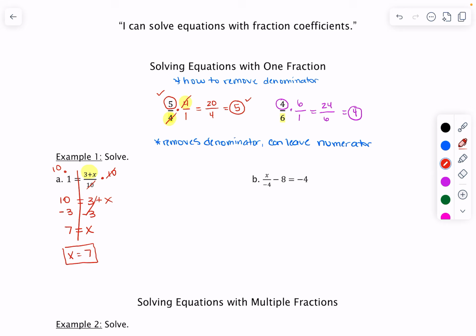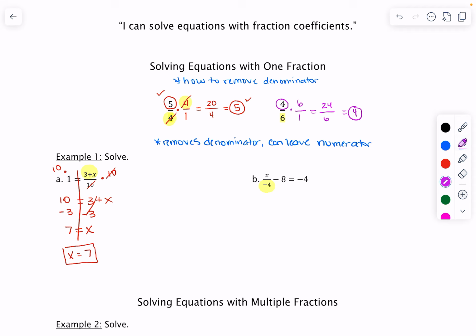Okay. For letter B, the only complication is that I have a denominator plus 2 other integers. What makes this one a little bit different is that I've got this 8 hanging around here. I don't just have one fraction on one side and a whole number on the other side. So I need to get rid of this -4 in the bottom here. So here's this -4. He's kind of pesky. I don't want him there. So I'm going to go ahead and multiply everything by -4.